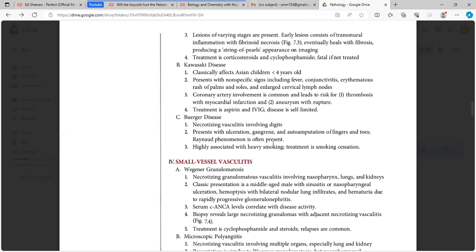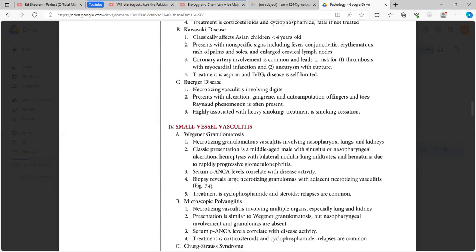Now, the last one is Buerger disease. Buerger disease primarily affects the distal digits and leads to gangrene formation in people. Why? Because it is a necrotizing vasculitis, and its clinical manifestation is similar to that of people who have encountered frostbite. Now, lastly, small vessel vasculitis is of vessels such as blood capillaries and venules.